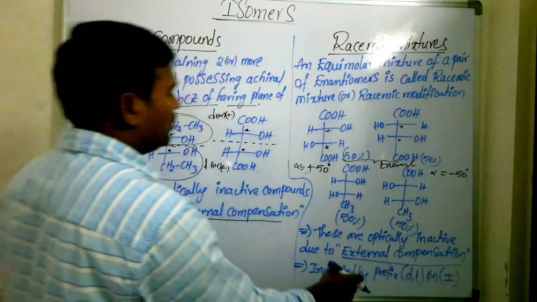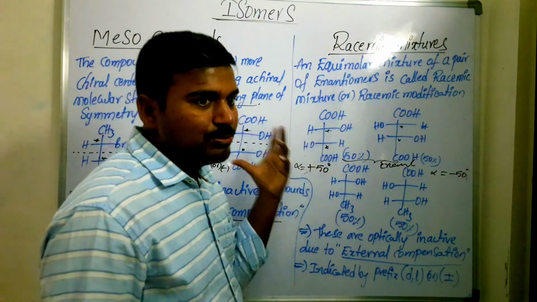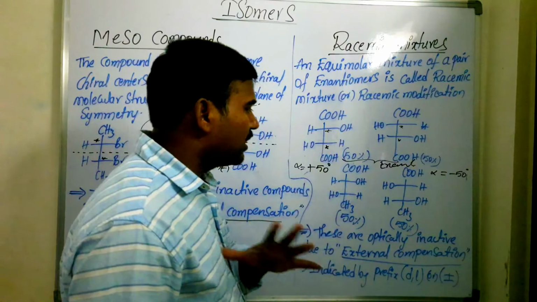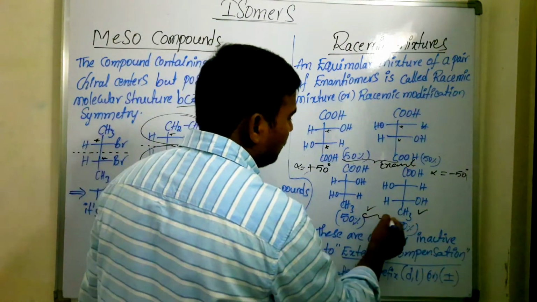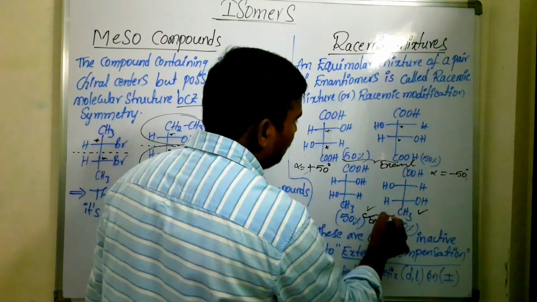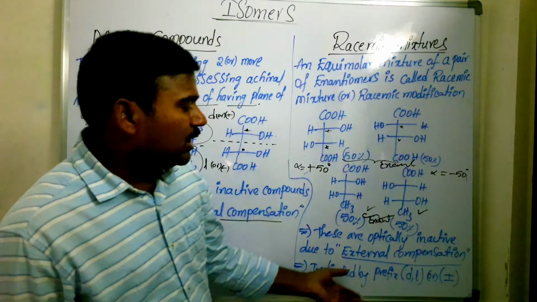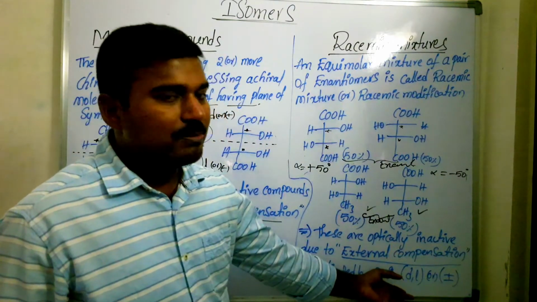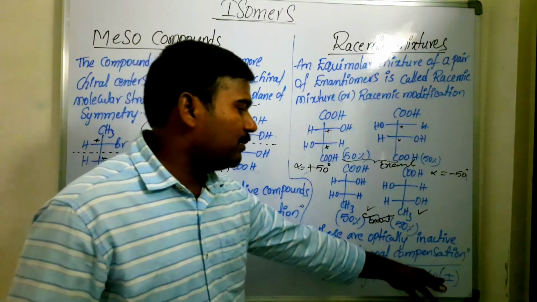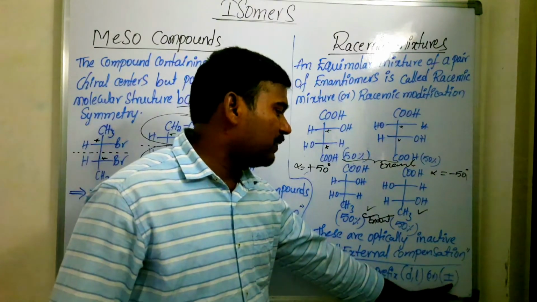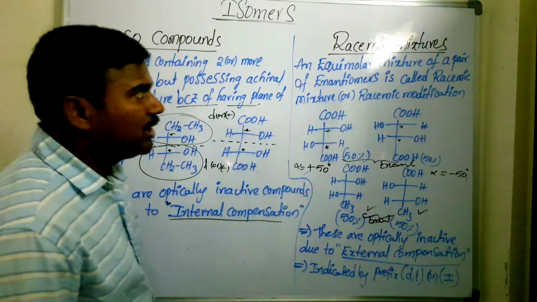So due to this external compensation, racemic mixtures are optically inactive. Meso compounds as well as racemic mixtures are optically inactive. These two are examples of enantiomers. If you take an equimolar mixture of enantiomers, it comes under racemic mixture. It is indicated by prefixes like (D,L) within brackets or (+,-) within brackets, which indicate 50% dextro and 50% levo. Here also 50% dextro, 50% levo. That is what we call an equimolar mixture.